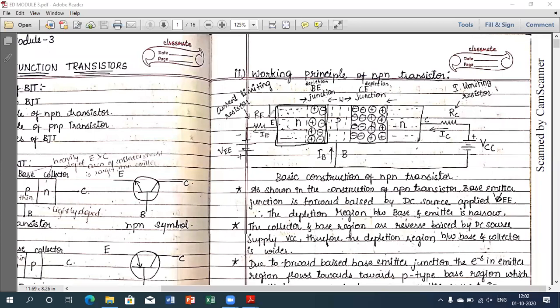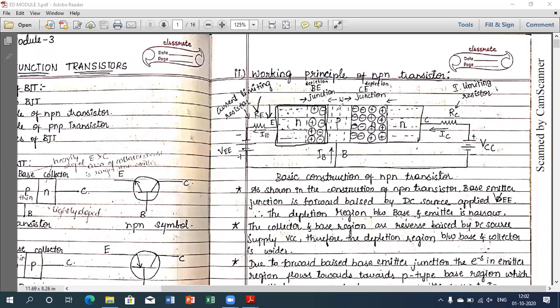So this is the emitter terminal. This is the N region. As we know, the emitter terminal is heavily doped. Heavily doped means more number of charge carriers. Now this is resistor RE. We call it the current limiting resistor.